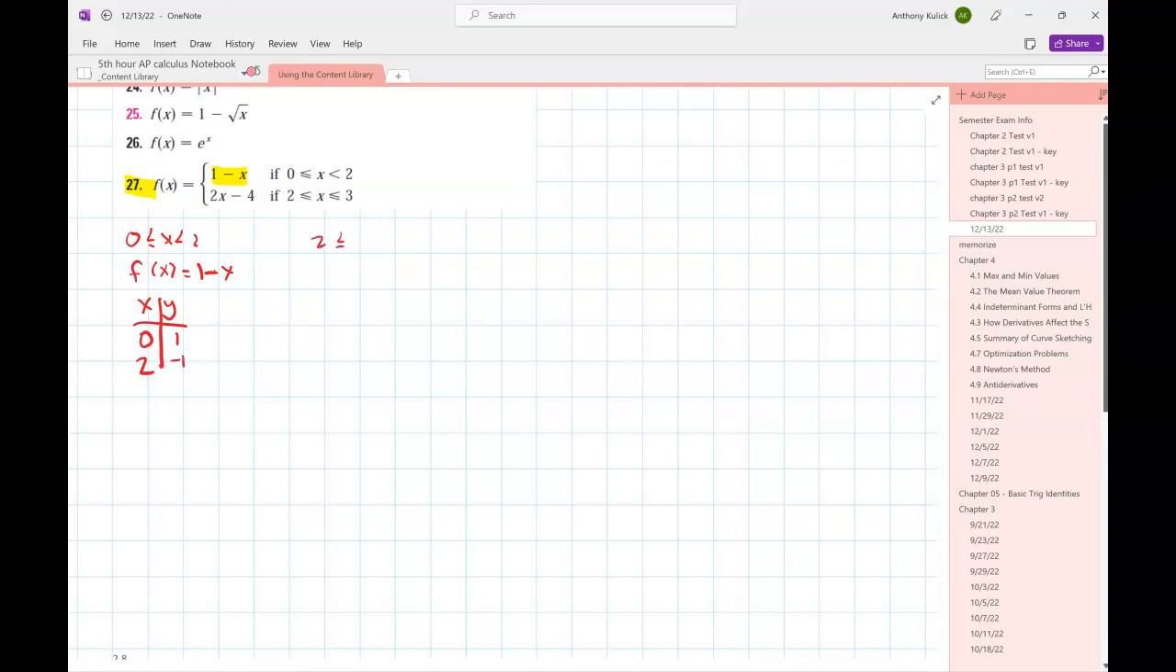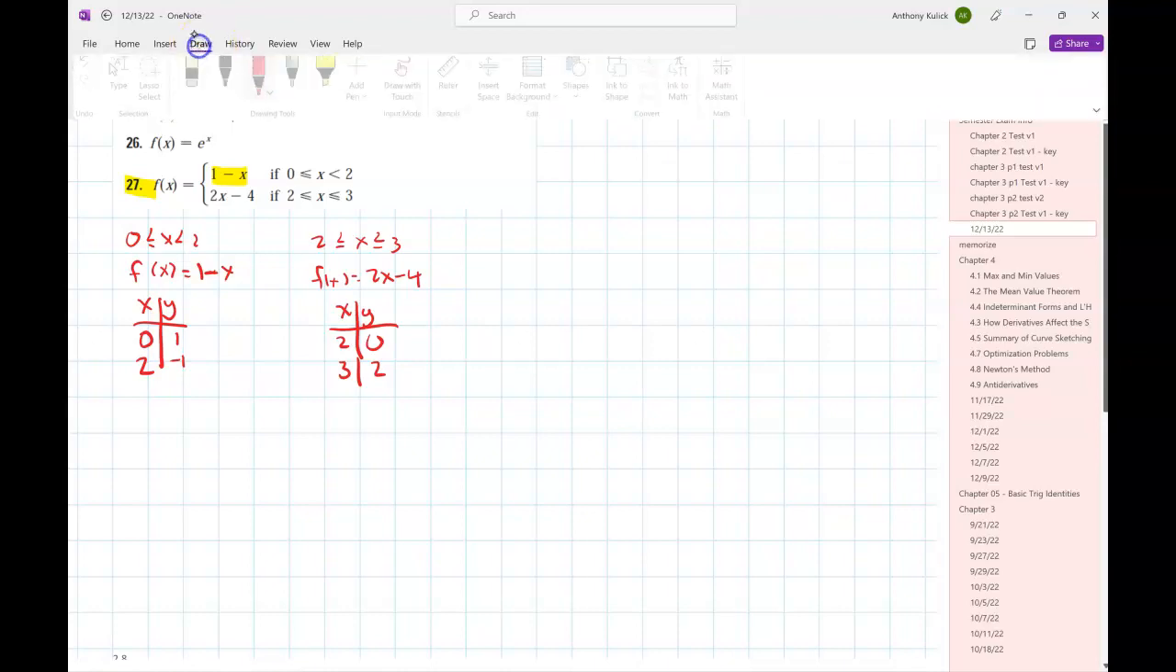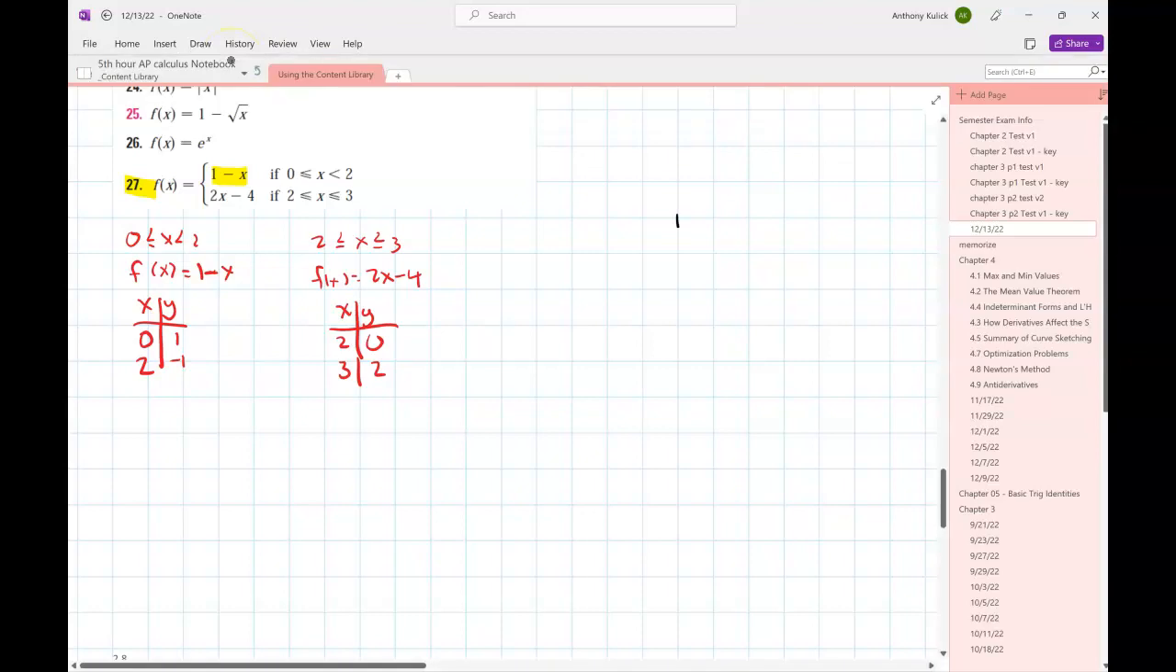And then from 2 to 3, notice that this is a closed interval. F of x is equal to 2x minus 4, another linear function. Again, to graph a linear function, I just need 2 points. The 2 points I'm going to choose, shocker of the century, are the endpoints 2 and 3. So 2 times 2 minus 4 is 0. 2 times 3 minus 4 is 2. So let's go ahead and sketch ourselves a little graph.